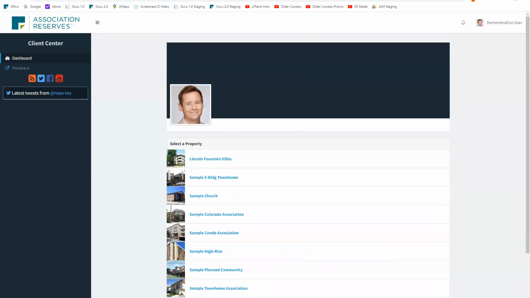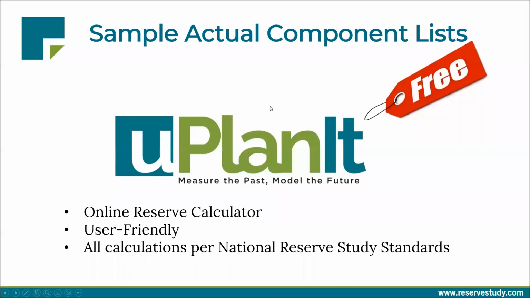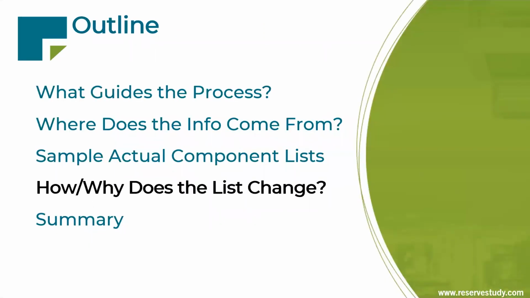Let's get back to the PowerPoint here. Okay, so yes, UPlanet is how I was able to show you that, and that comes free with every Association Reserves Professional Reserve Study. All right, now let's talk for a moment or two about how your component list changes from year to year, why a reserve study is a perishable commodity.